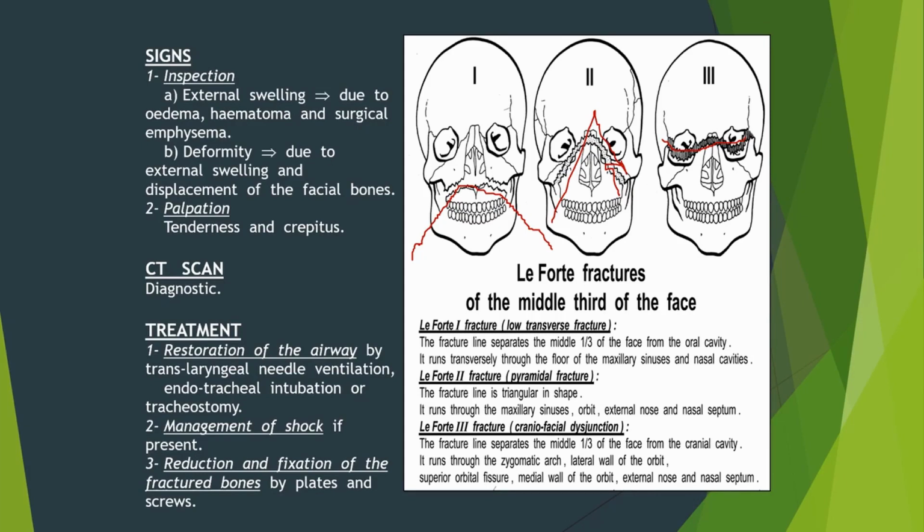By inspection, you will see an external swelling due to edema, hematoma, and surgical emphysema. You will see deformity due to external swelling and displacement of facial bones, and by palpation there will be tenderness and crepitus. CT scan is diagnostic for such a case. The treatment is, first, we should restore the airway by translaryngeal needle injection or endotracheal intubation or tracheostomy, and management of shock if present, and then you will do reduction and fixation of the fracture bones by plates and screws.